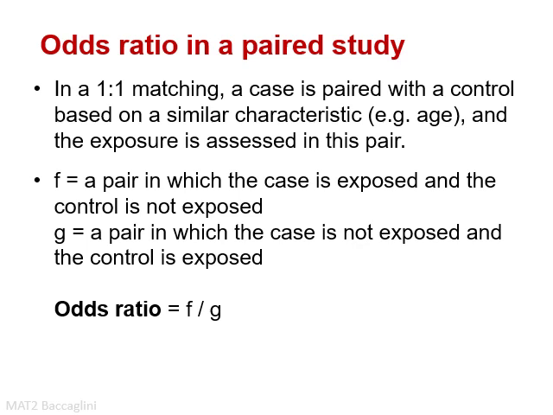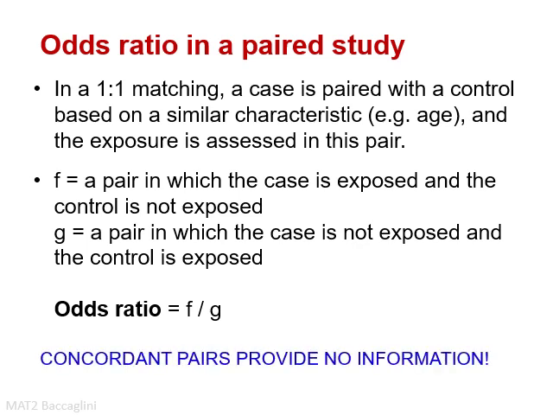In a 1-to-1 matched design, a case is paired with a control based on similar characteristics, for example, age, and then the exposure is assessed in this pair. So F would be a pair in which the case is exposed and the control is not exposed, and G is a pair in which the case is not exposed and the control is exposed. And then we can simply calculate the odds ratio as F over G. The concordant pairs will provide no information for our calculations or even for power calculations.